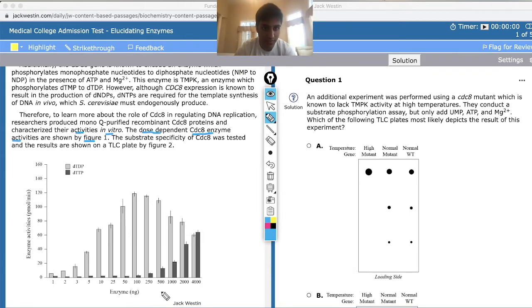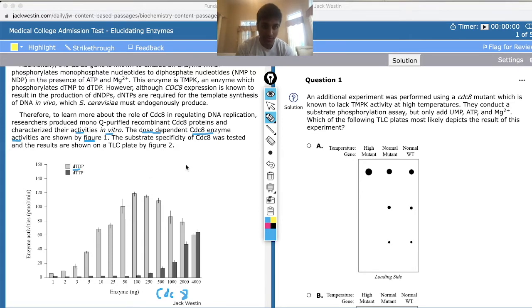So this is the amount of the CDC8 protein, and this is its activity. Here we have the color scale. dTDP is the light gray, whereas dTTP is the dark gray. So we see here that up to about 1,000, the primary activity of the CDC8 enzyme is making dTDP. Sorry, that's hard to say, but the deoxythymidine diphosphate.